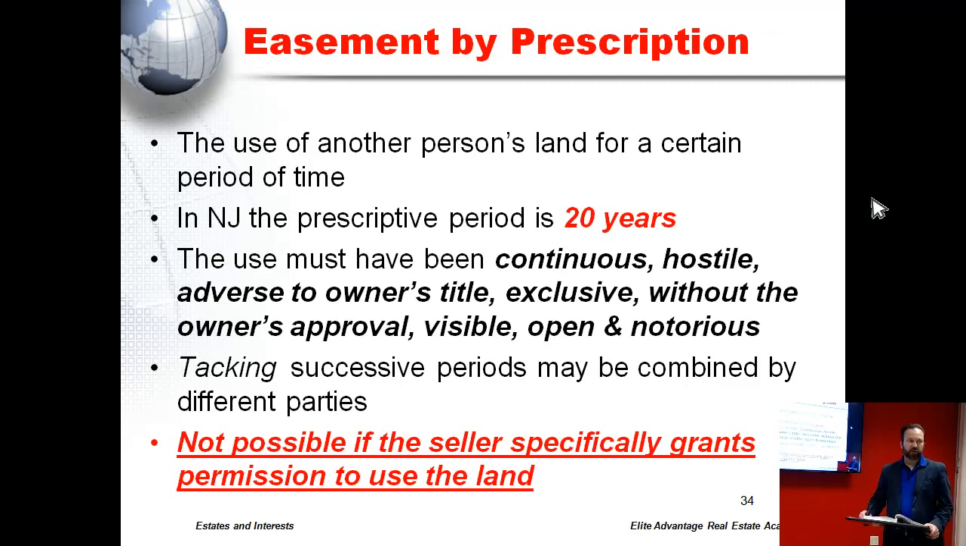It's interesting because it's the use of another person's property or land for a certain period of time. Now in New Jersey, the prescriptive period is 20 years. This use must have been continuous, hostile, adverse to the owner's title, exclusive, without the owner's approval, visible, open and notorious. Now, what does that mean? I mean, some people look at this and say, okay, well, the squatter, someone who's squatting in a property, could, after 20 years, go to court and take over that property. I wouldn't necessarily use the word squatter, but someone perhaps that was in the property.